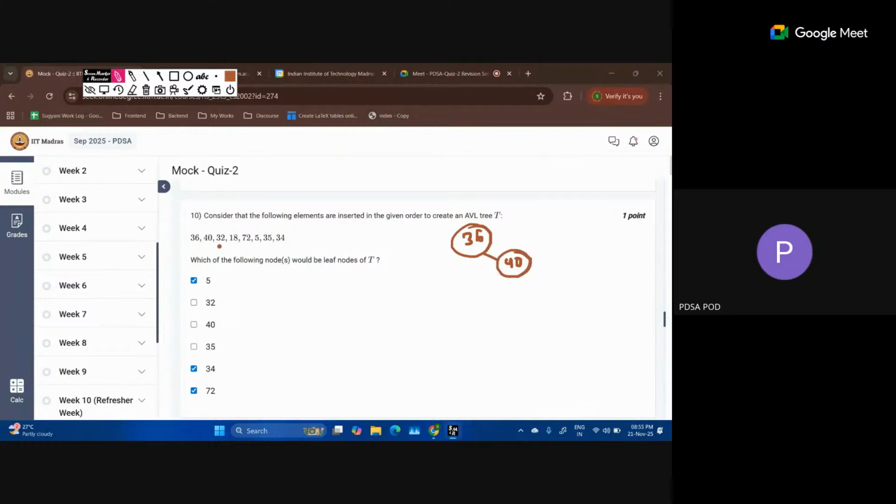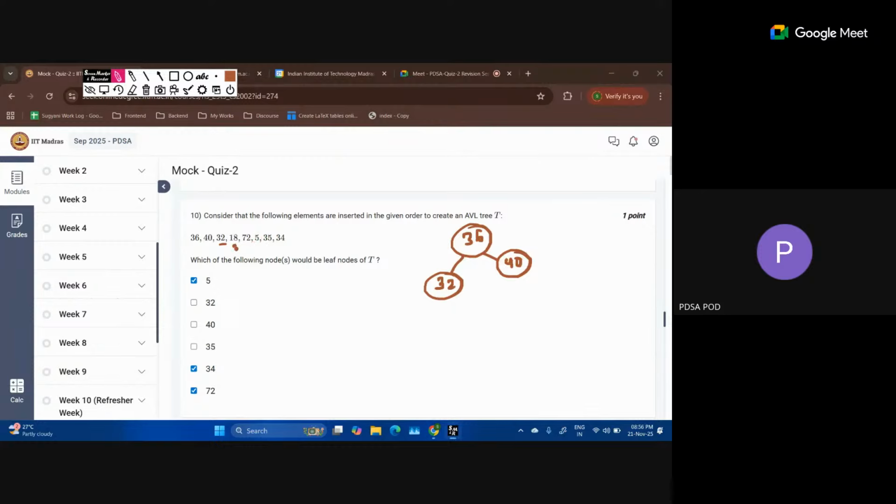Then we have 32. We start from the root of the tree, 36, and we compare with 32. We see that 32 is smaller than 36, so we insert 32 as the left child of 36. Now this is balanced. 40 is balanced, 36 is also balanced, so we don't have to do any rotations here.